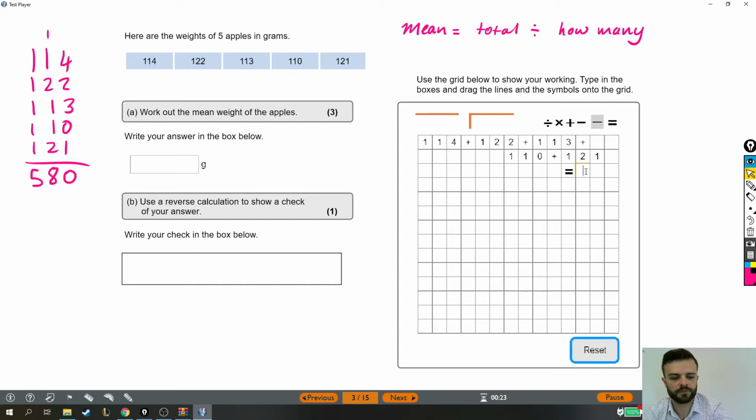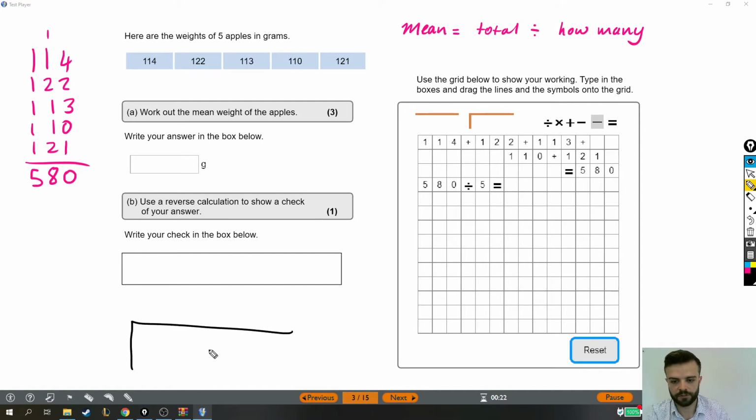equals 580. So we've added them up to get 580, and the next thing we need to do is that number, 580, divided by 5, because we added 5 things up. So to get the mean, we find the total and divide by how many. Now to do this division, I think the best way is bus stop.